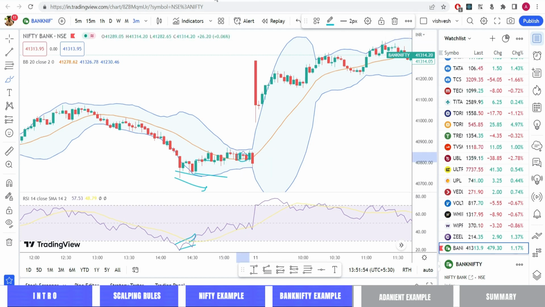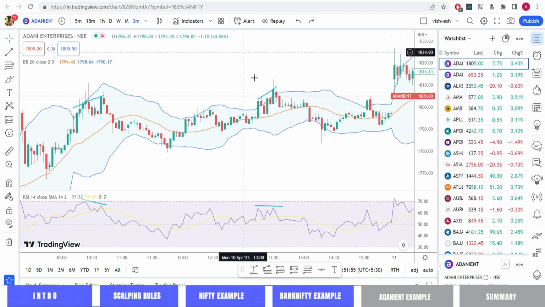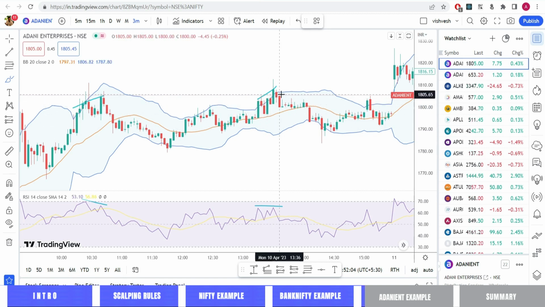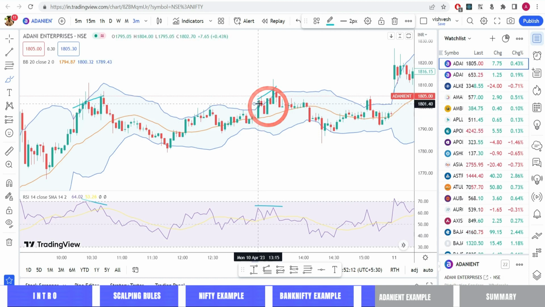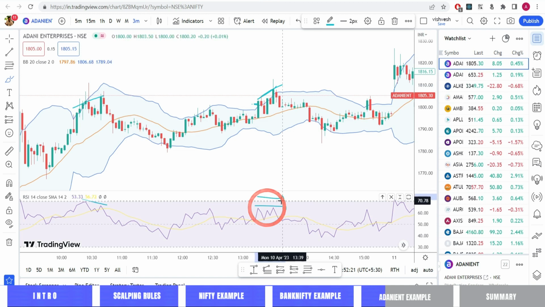Let's also see one example for the selling trade. For that, I'm showing you Adani Enterprises. Since it's a selling trade, the conditions will be reversed. So we are looking for a candle to close above the upper Bollinger band, and we are looking for a bearish divergence to happen. You can see here that the candle has closed above the Bollinger band, and during the same time we are getting a bearish divergence, because the stock is going up whereas the RSI is coming down slightly, or maybe we can say sideways. High chance that it will come down.